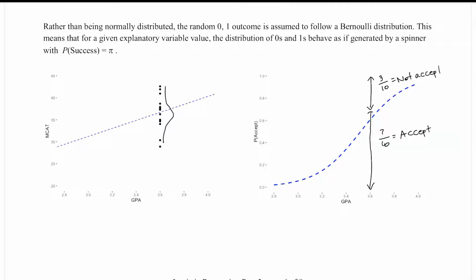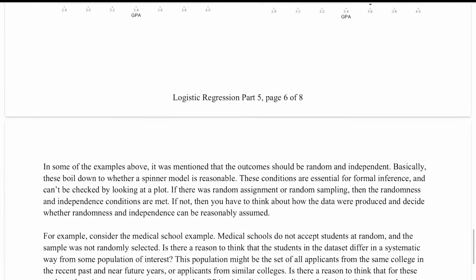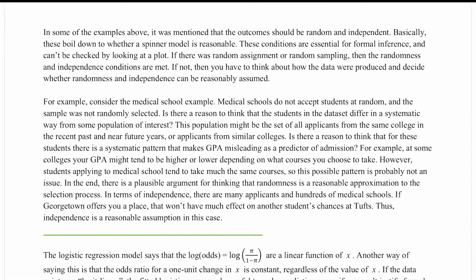but that's the way the outputs should behave. So for example, if we had 10 outcomes, maybe 7 out of the 10 in our sample resulted in being accepted, and maybe 3 out of the 10 resulted in not being accepted. And the model itself is predicting a 0.6 probability of being accepted for a GPA of 3.6. So basically, what we need are for our outcomes to be random and independent in order to be able to conduct inference, and that pretty much means that a spinner model has to be reasonable.